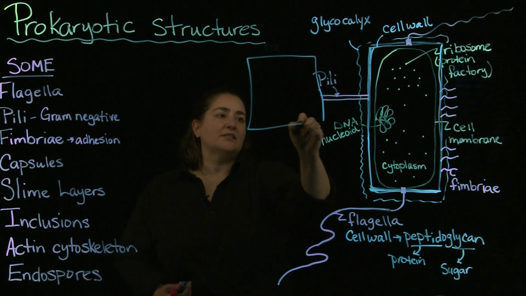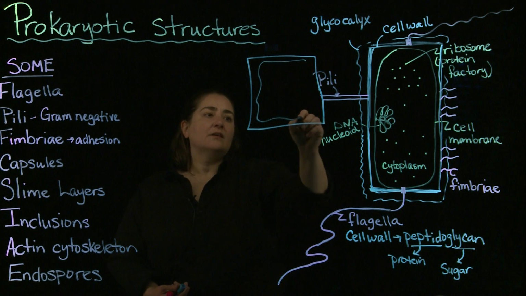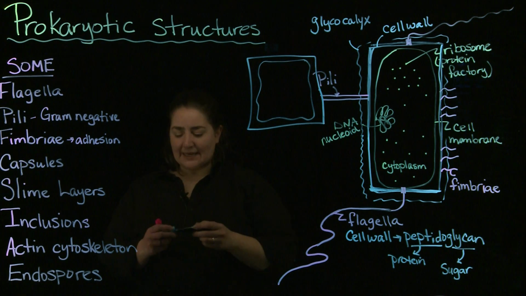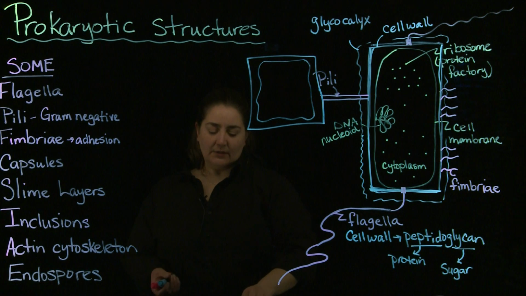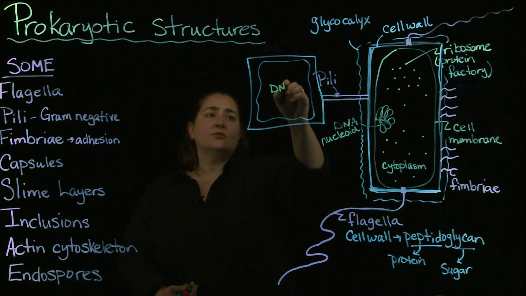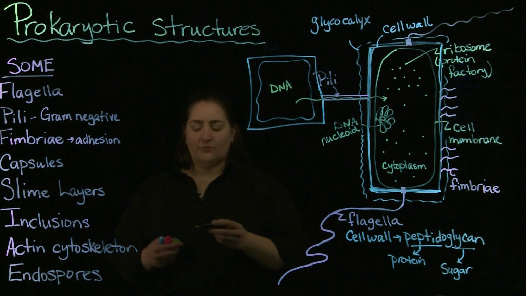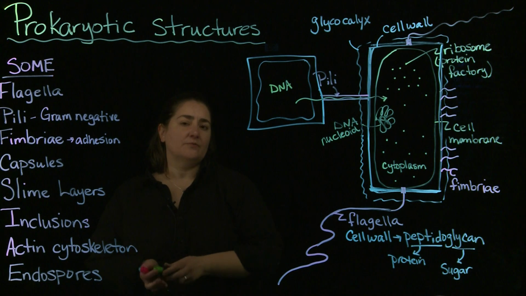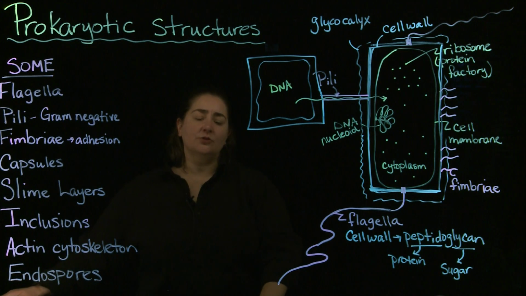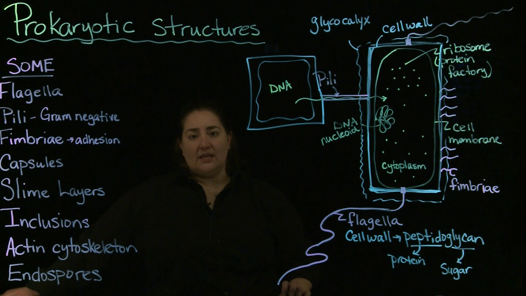I'm going to draw another bacteria over here. It's going to be shorter. Don't mind that. Okay? Essentially, it's going to connect two bacteria together. And what it's going to do is allow DNA to travel from one bacteria to another. So it's kind of a hollow tube that allows for the transfer of DNA.